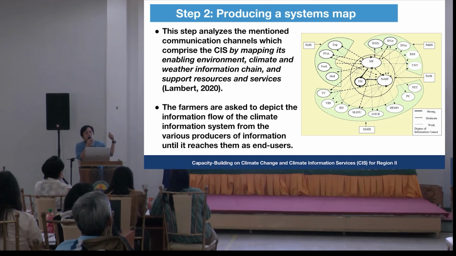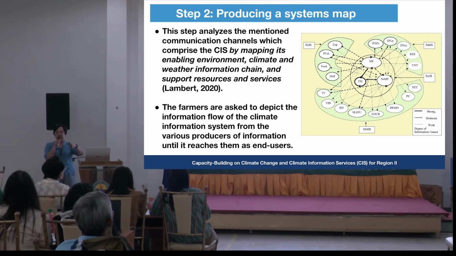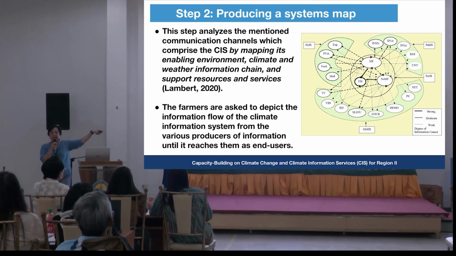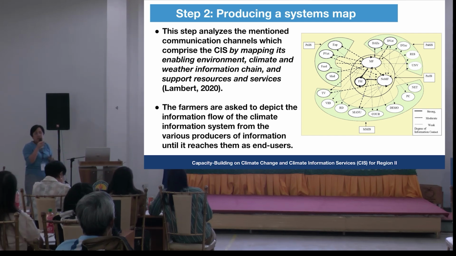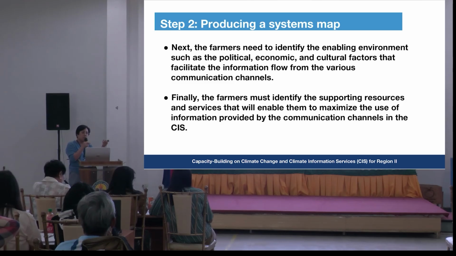Ibig sabihin, most of the sources of information for the dairy farmers in Turkey, ang source talaga nila ay personal na information. Kasi yung nakita niyo po sa center na yan, that includes the family members, the members noong kanilang organization, tsaka yung mga conventional breeders as well.